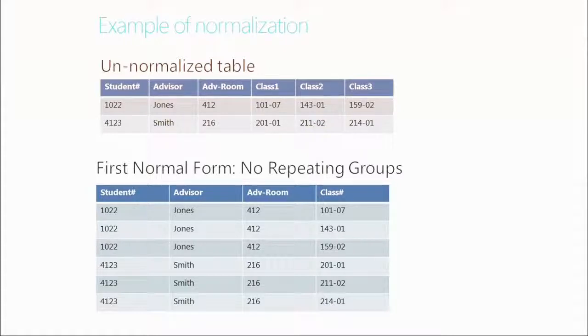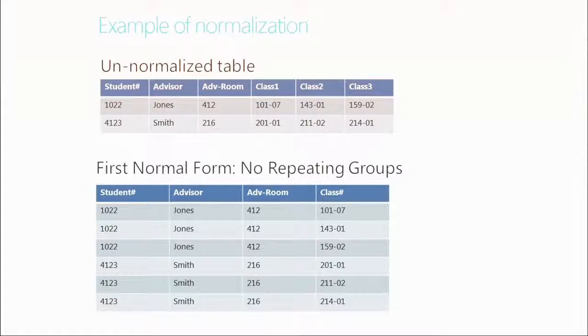So what we're going to do over the next few slides is take that content and normalize it. We're going to implement first normal form first, then second, and then third, and you'll see what we have as a result. Well, if you remember correctly, the first normal form, as it says here, is no repeating groups should be in that table.